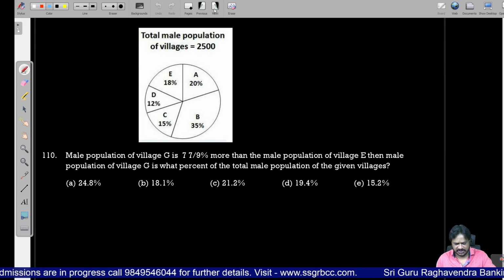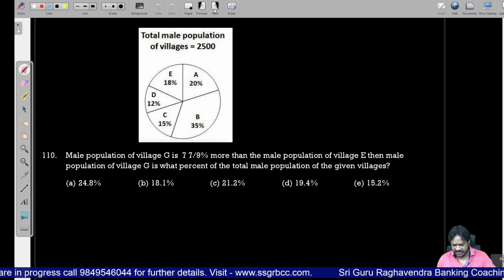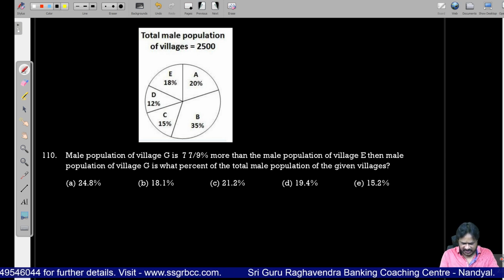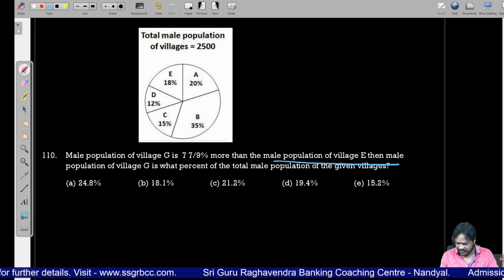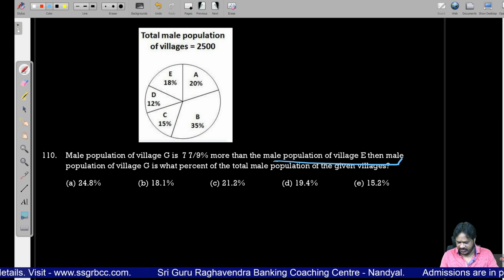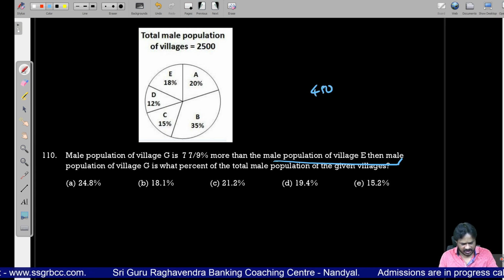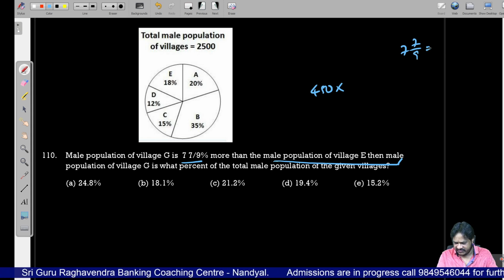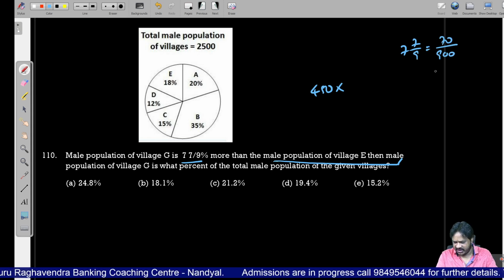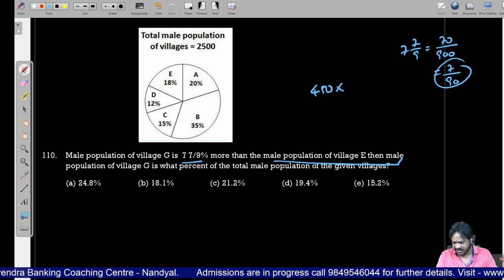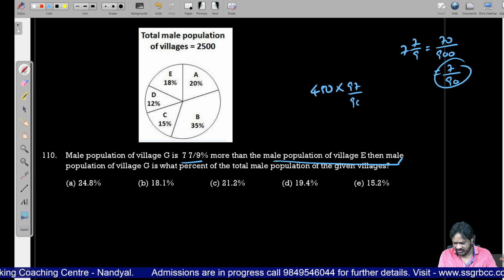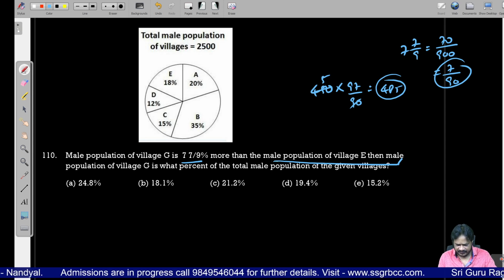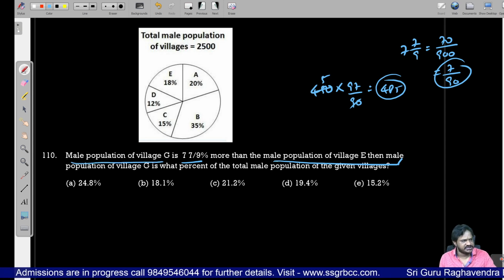The male population of G is 7 by 9% more than the male population of E. The male population of E was calculated in the previous question: we got 450. 7 by 9% more: 7 by 9 means 70 by 900 or 7 by 90. 7 by 90 more means 97 by 90. We will get 485. This is now the male population of G.